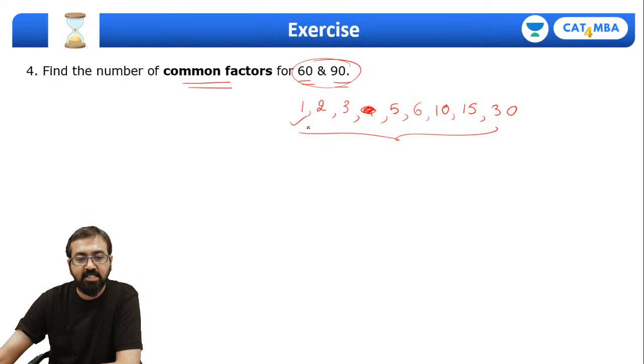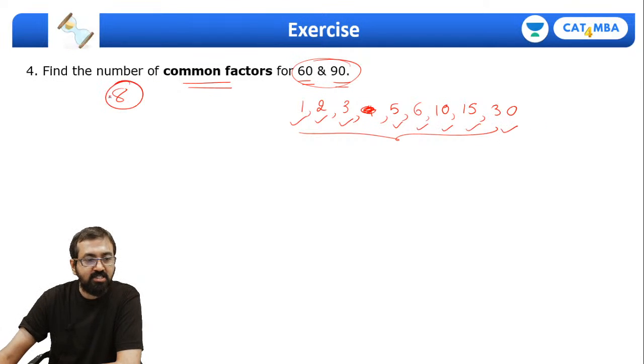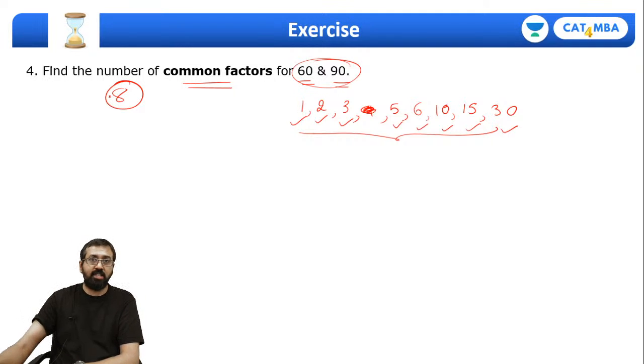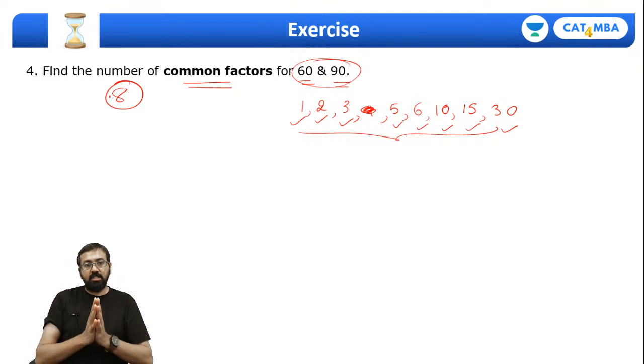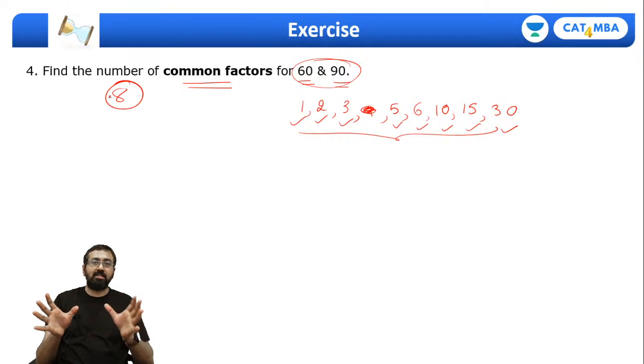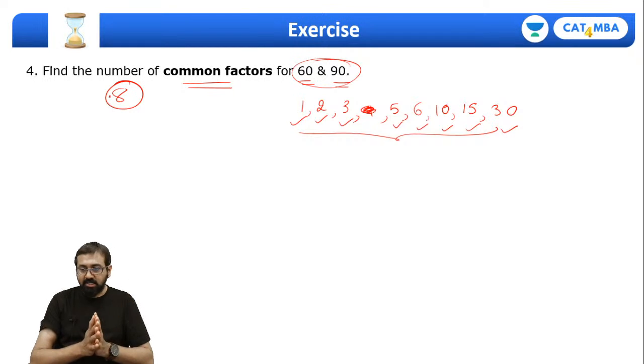So how many numbers are there? Count them. 1, 2, 3, 4, 5, 6, 7, 8. So the number of common factors is 8. Please note this down. With this example, you should all be very clear about what is a factor and what are common factors. Don't make any silly mistakes.